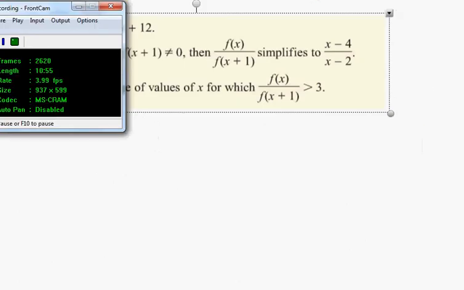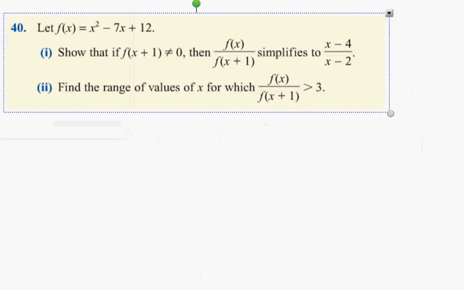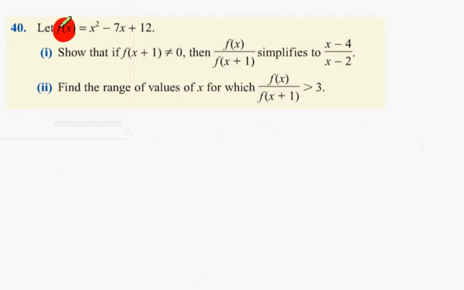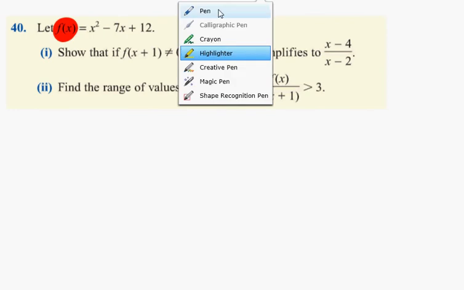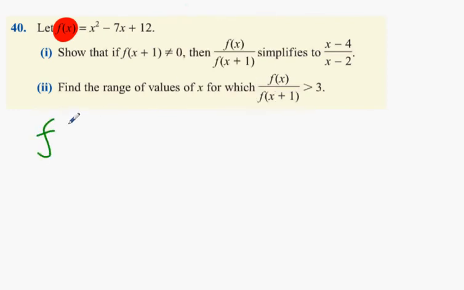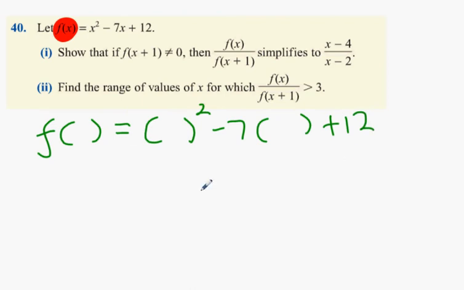Now, okay. So here's what happens. It says f of x is a function. Now, what exactly is a function? A function means that whatever object you're picking, you've got to square it, take 7 times it away, and then add on 12. Whatever goes in that bracket, that's what you have to do with it.